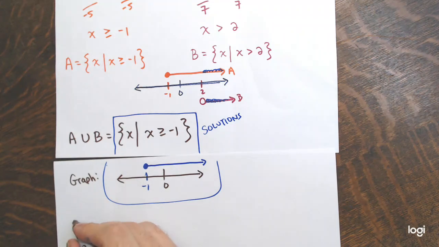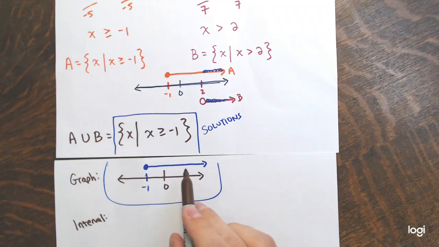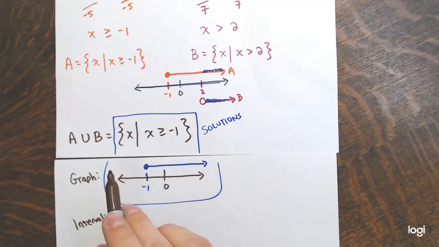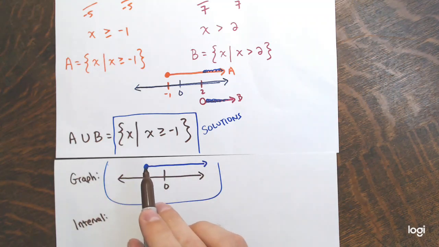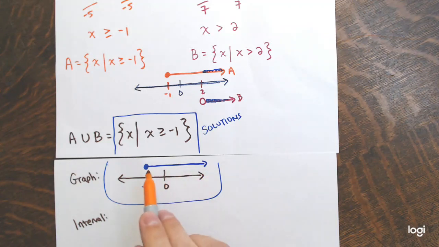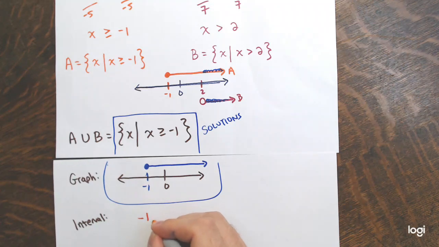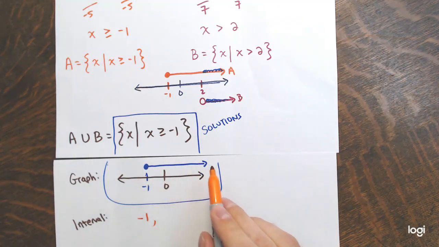And finally, the interval. This is another one of those graphs where there's just one piece. There's no other part of the graph over here. It's one solid piece. So I'm only going to write one interval. And looking at this piece, the left end is at -1, comma. Then there is no right end.